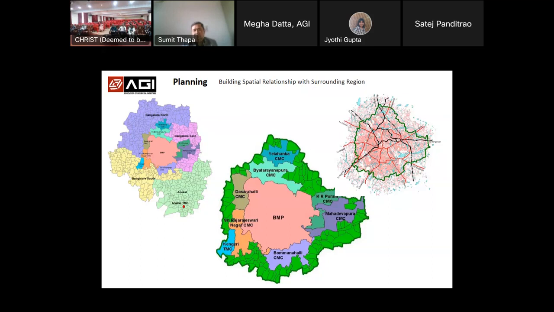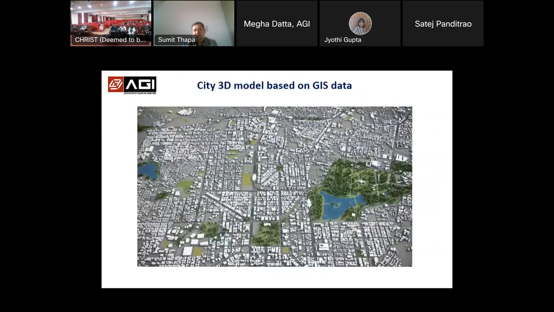Location intelligence is contributed by all of us, that's the crowd. Okay. And GIS, of course, is a small part. If anybody from Bangalore city is staying there, it's near Lalbagh.